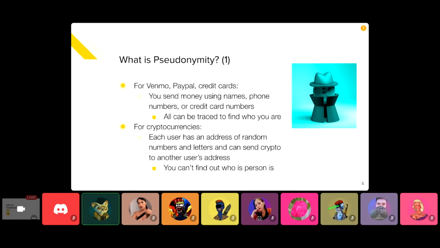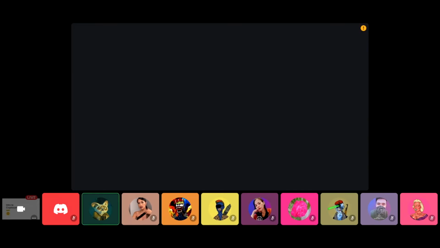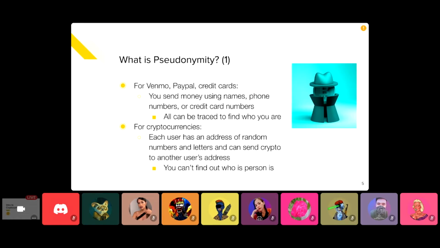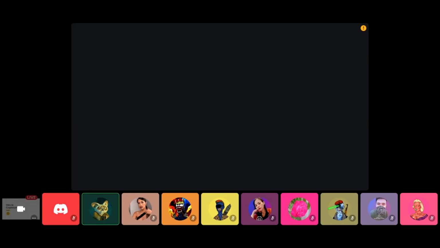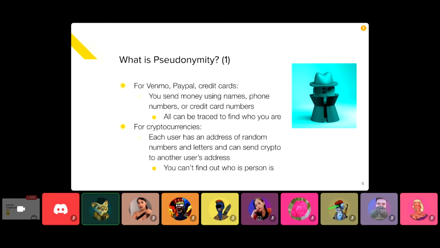So for cryptocurrencies, the situation is that each user in this example has an address of random numbers and letters. This string of random numbers and letters is called your public address, or you may hear the words private address, or wallet key. These numbers are what you can send crypto to another user's address. Imagine it like an email address where you can't find out who that person is no matter how hard you try. So although you can be identified using that specific wallet address, it doesn't tell you who that person is in real life.